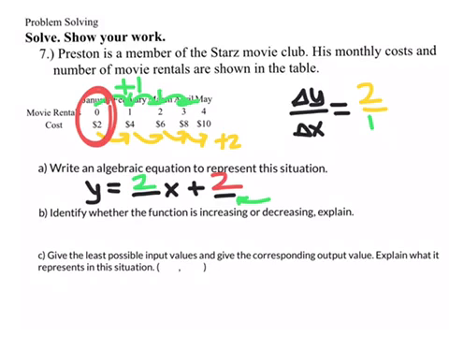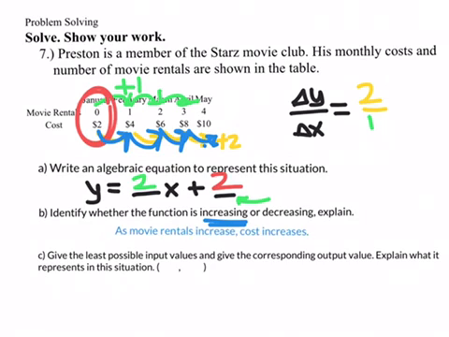Then we have to identify whether the function is increasing or decreasing and explain. Well, you can see here that each time a rental takes place, it increases. We're going up 2. So we would say increasing. So you could say something like as movie rentals increase, the cost increases. The more movies you rent, the more you're going to pay.